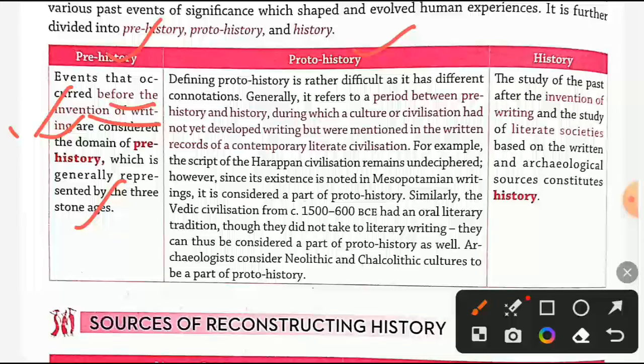The next civilization that came after it, they all got the written records of that history. For this you can take the example of the Harappan civilization, which was not deciphered. And history, you all know, is the study of the past after the invention of writing.